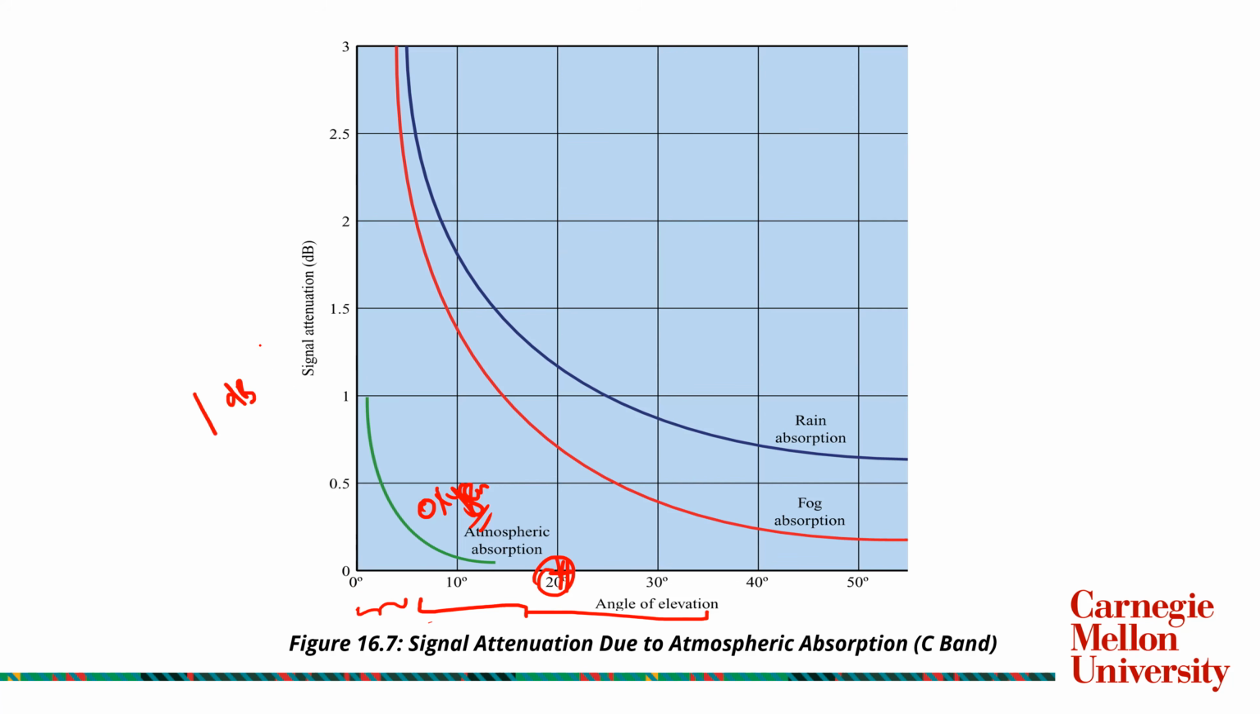But here we still have some significant, almost 1 dB signal attenuation. Sometimes they give you this in dB per kilometer. Now, this is not for the total distance to the satellite. It's only for the distance that your signal will go through the atmosphere in the case of atmospheric absorption, or a foggy environment for fog absorption, or a rain cell for rain absorption.